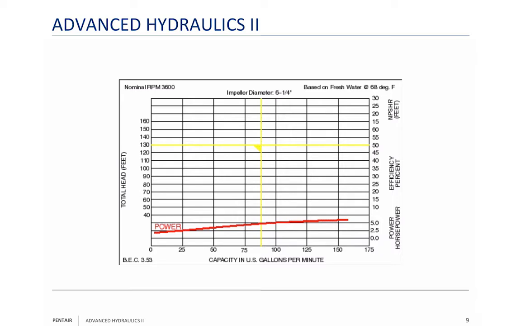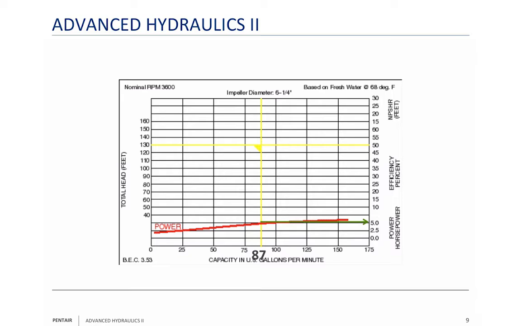Okay? Now, the next curve we said was going to be our power curve. It's horsepower. It's red over here. You can see this one has a max of 5 on it. The next thing we're going to do here, we're at 87 gallons a minute. Remember, we go right straight across from where 87 gallons a minute hits that power curve, and we're right about 5 horsepower.